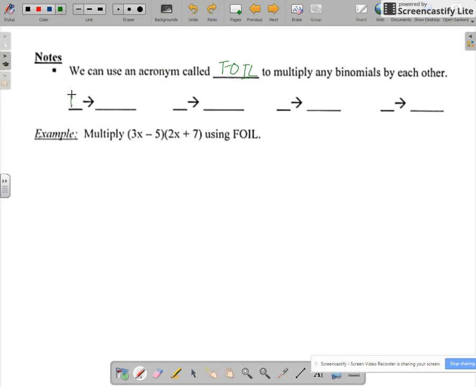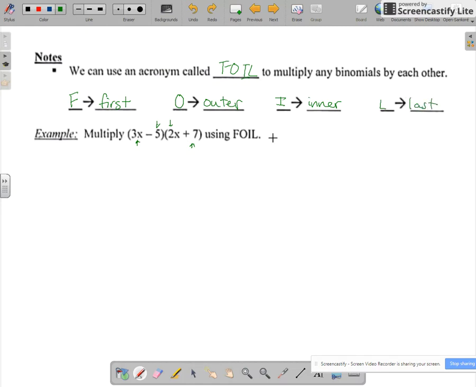F stands for first, so our first terms in each set of the parentheses. O stands for outer, so our outside terms. I for inner, this time our inner terms. And then L for last, so our last terms in the parentheses.